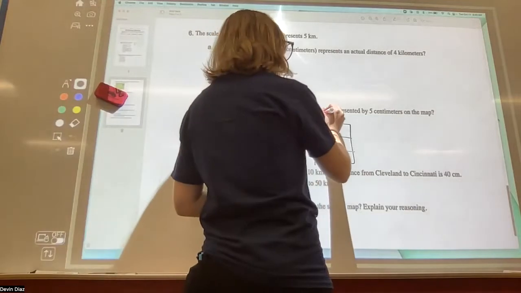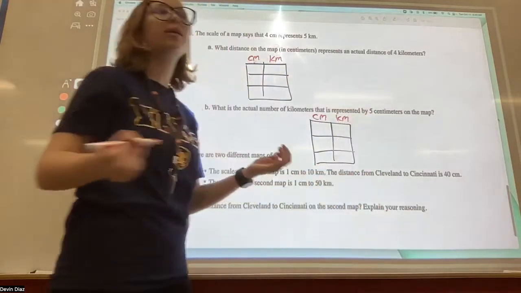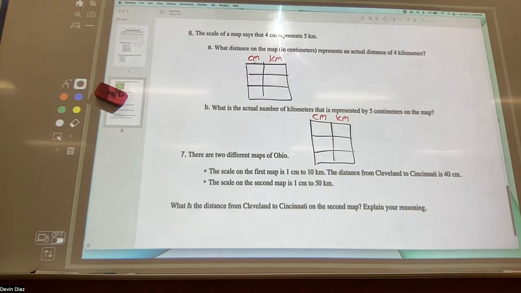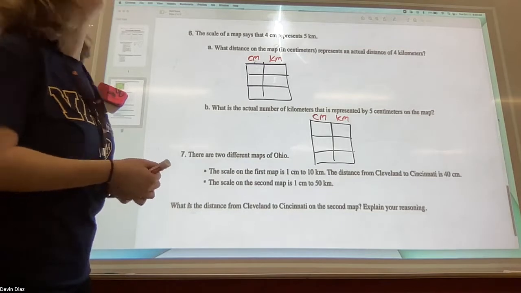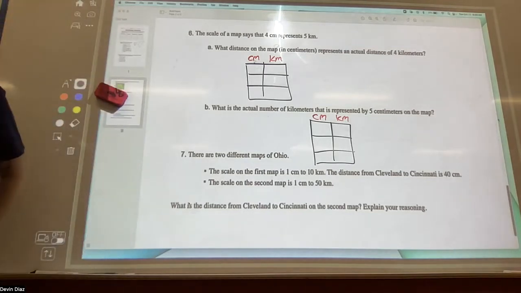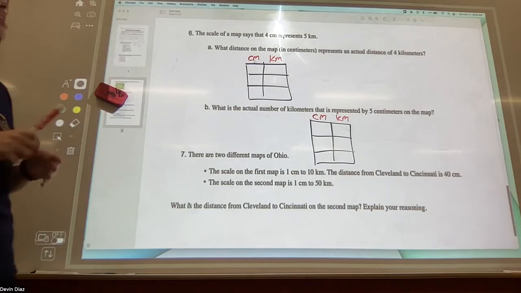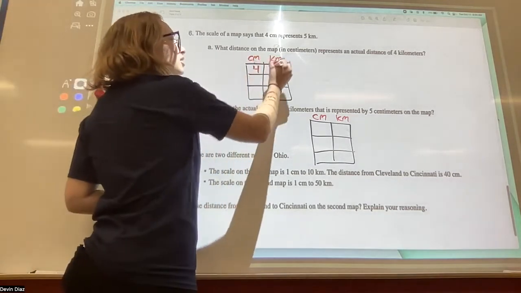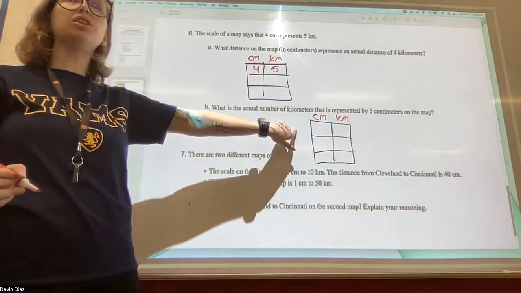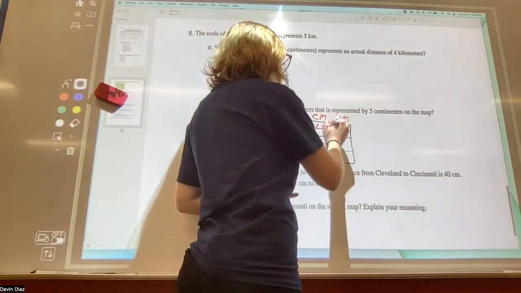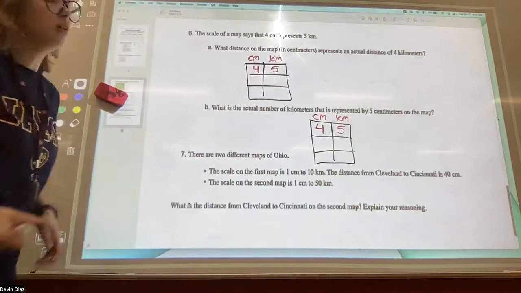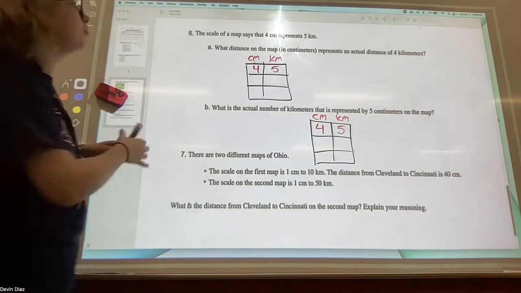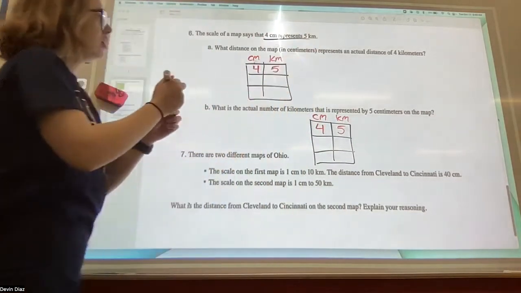Isn't it going to be the same thing for this one? Same question, right? Who can raise their hand and tell me my original ratio? Yes. 4 centimeters and 5 kilometers. So I'm going to put my 4 in my centimeters, my 5 in my kilometers. Isn't it the same for the second one too? It's the same original. We know that because it literally says so in the question.